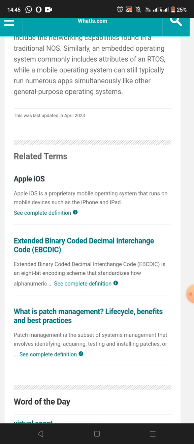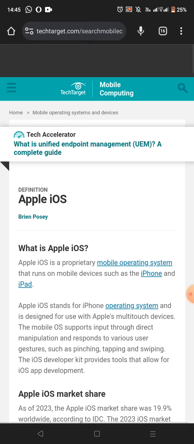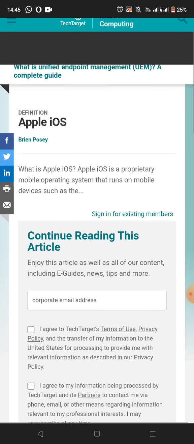Let's talk about Apple iOS. Apple iOS is a proprietary mobile operating system that runs on mobile devices such as.